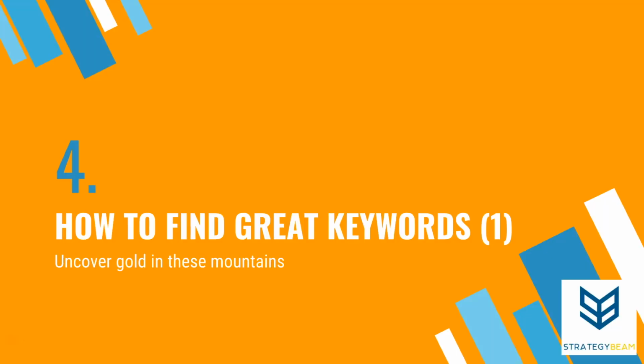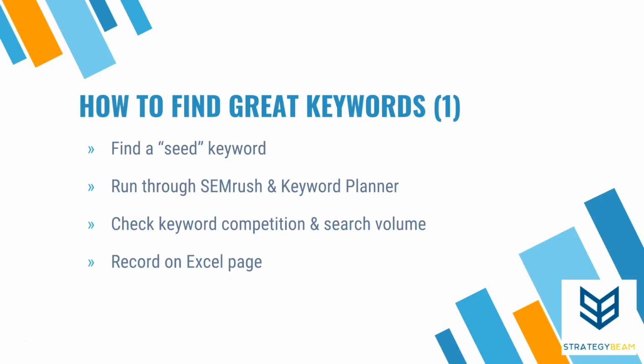So how do you find these great keywords? Well, the first way you could do that is to take a very structured approach to finding the gold in the mountains. You want to start with a base seed keyword. For example, you could do something like travel luggage. You'd want to run this through SEMrush and even Keyword Planner, which isn't great for organic, but if you're trying to do it inexpensively, then that's a pretty good tool. And then check keyword competition and search volume. And then you want to record all this in Excel and rinse and repeat.